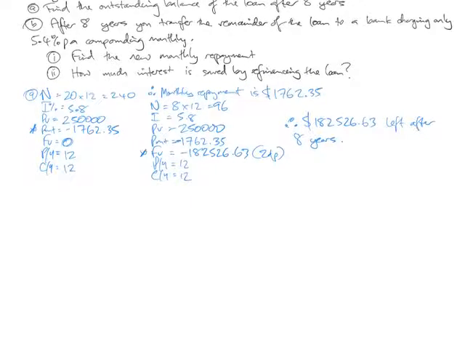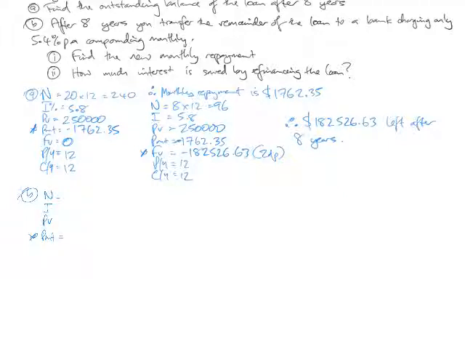We can work out part B now because we know what's going to be transferred to the new loan. So B, after 8 years you transfer the remainder of the loan to a bank charging only 5.4% per annum compounding monthly. Find the new monthly repayment. So PV is what we're solving for. FV is 0, PY, CY, and that's per month.